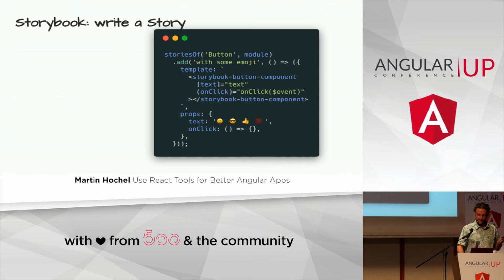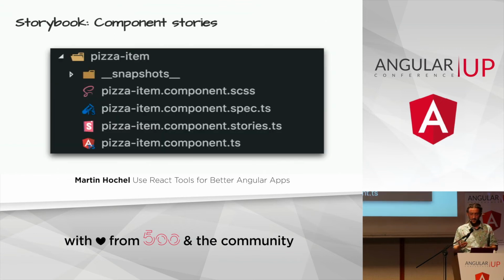So what does a story look like? It's very similar to a unit test. So again, you define some story, like a describe block, in our case it's button, and then you add those cases, those stories, right? You're using good old Angular templates with all the data binding and syntax, and you need to provide via props the scope that needs to be reflected in the template. Easy as that.